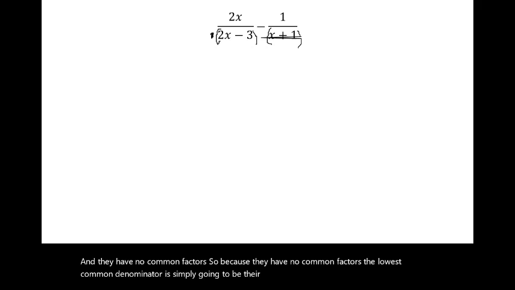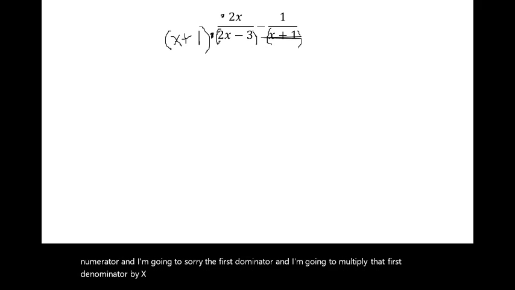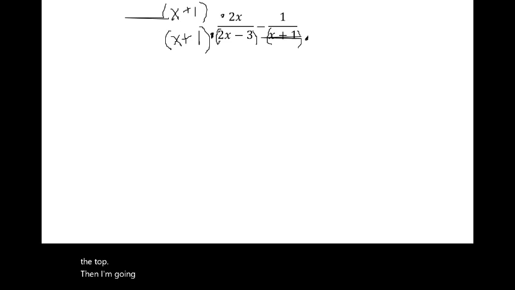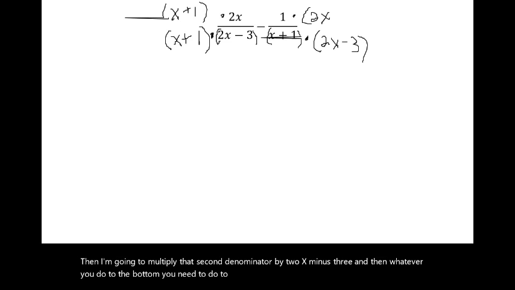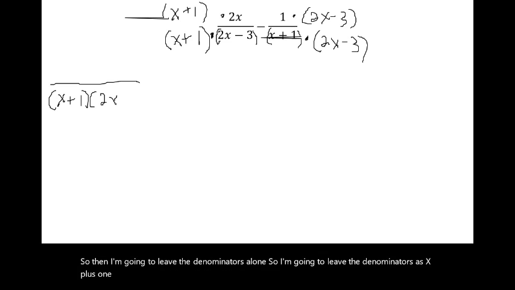So I'm just going to take the first numerator and the first denominator, and I'm going to multiply that first denominator by x plus 1. Whatever you do to the bottom, you have to do the same thing to the top. Then I'm going to multiply that second denominator by 2x minus 3. And then whatever you do to the bottom, you need to do to the top. So then I'm going to leave the denominators alone. So I'm going to leave the denominators as x plus 1 times 2x minus 3.